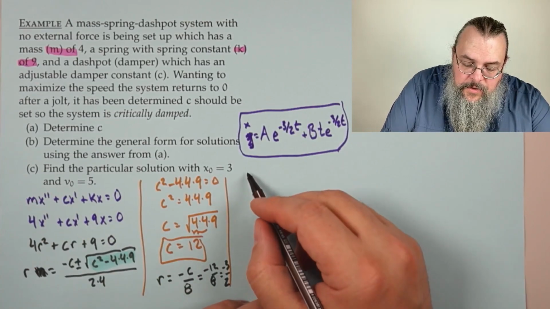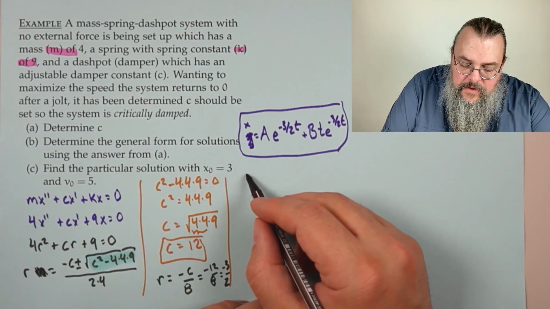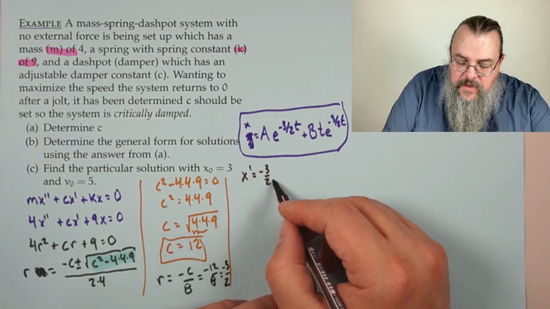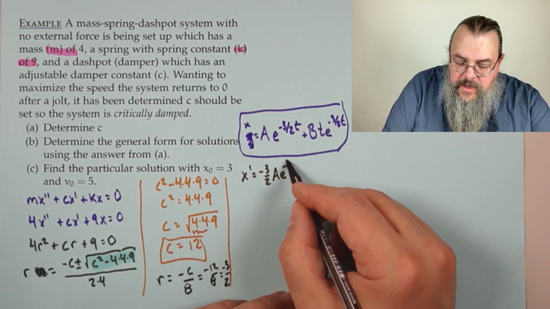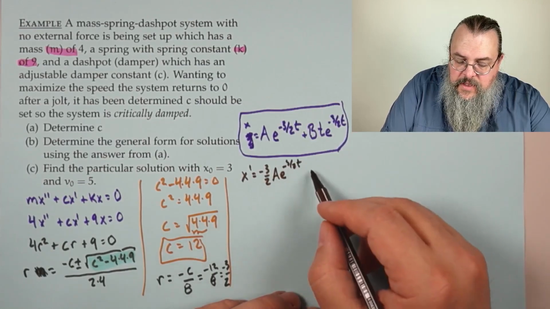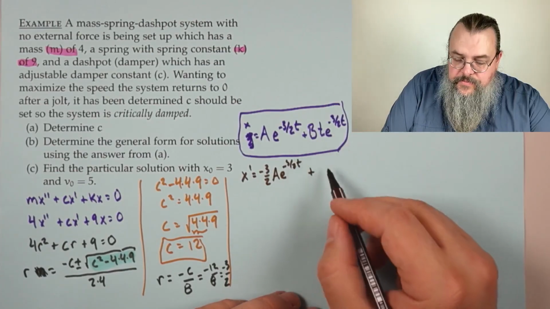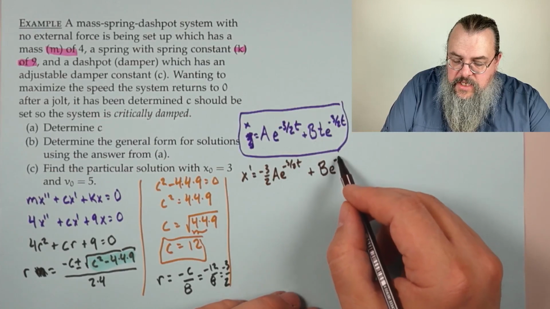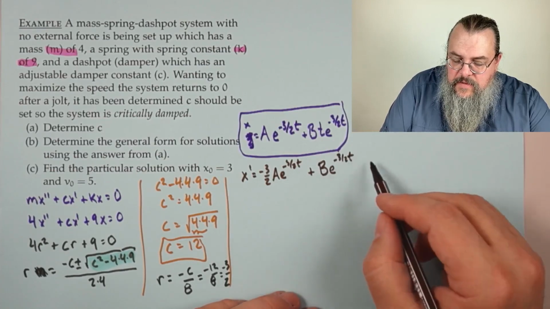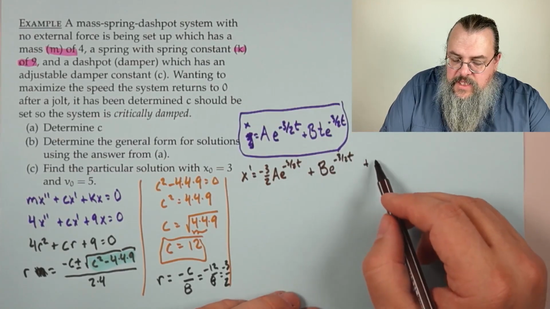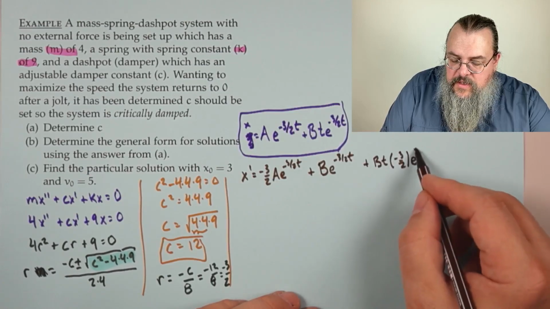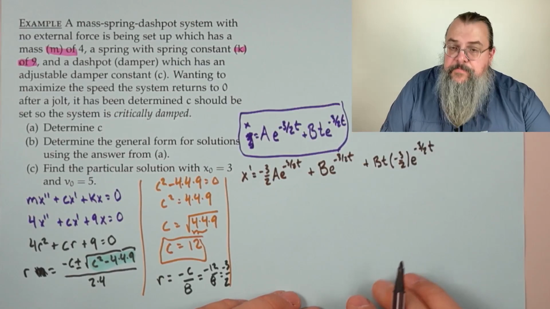So we'll say we have our x. Let's look at our x prime. So that's minus 3 halves a e to the minus 3 halves t. And then product rule. So get rid of the first. So 1. So that's b e to the minus 3 halves t plus b times t times negative 3 halves e to the negative 3 halves t.